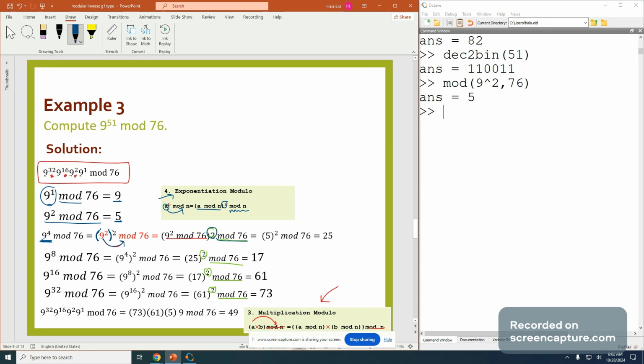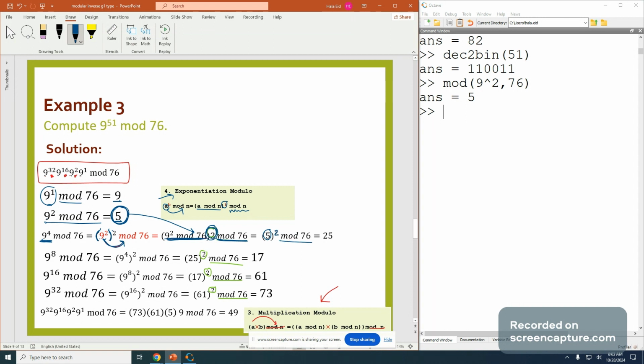Now you can see that this part, the one that I got from this one, is the same as the one from the previous step. So 9 to the 2 mod 76. This is the answer from the previous step. So basically you just take the answer from the previous step, square it, and find its mod. This is the method. So I took the answer from the previous step, I squared it, and I found the mod.